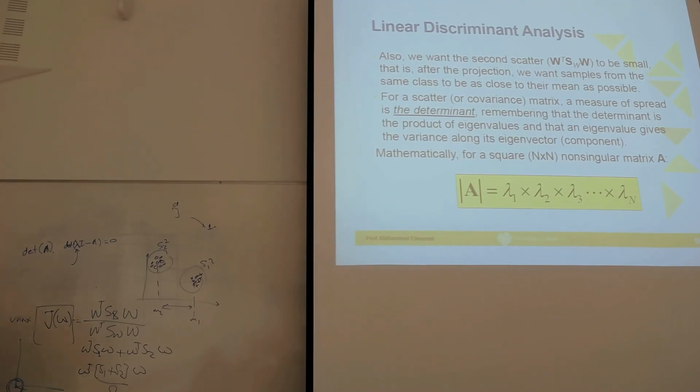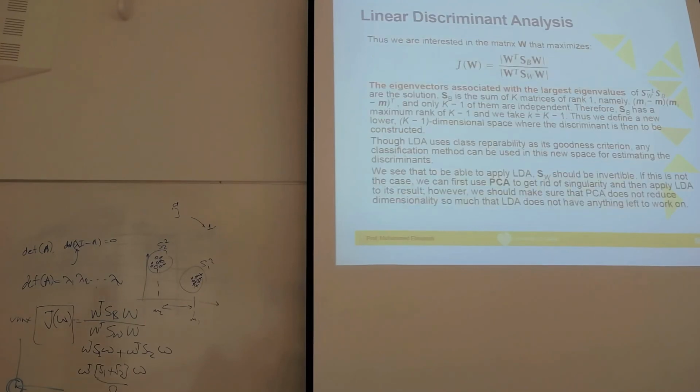Also we know that the determinant of any matrix A, if A is square, n by n dimension and non-singular, equals lambda 1, lambda 2, until lambda n, the multiplication of the eigenvalues of this matrix. As we explained last lecture when we talked about the trace of a matrix, the trace is the summation of the eigenvalues, but the determinant of a matrix is the multiplication of the eigenvalues. Now we are interested to maximize this one without going into mathematical derivations.